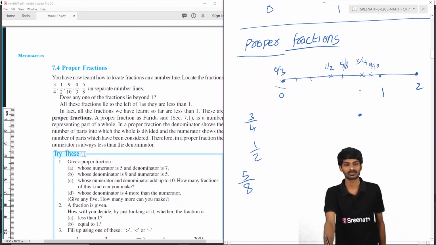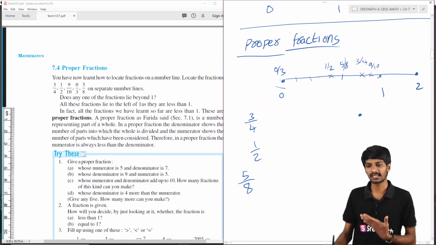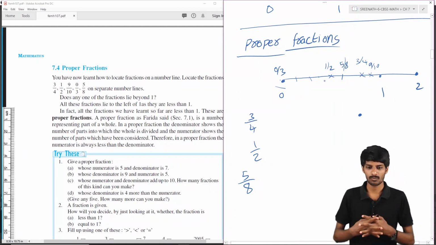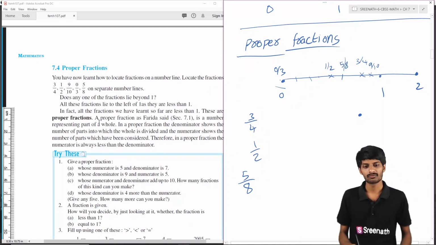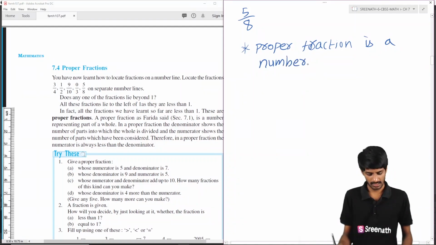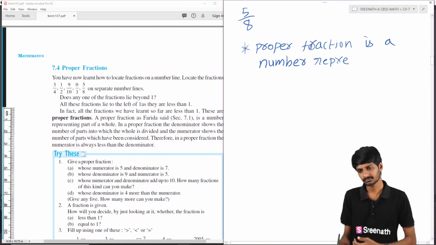No, not at all. So all the fractions which lie to the left of 1 are called proper fractions, students. Okay, we call those the proper fractions. A proper fraction is a number representing part of a whole, students. What do we have in a proper fraction? A proper fraction is a number representing part of a whole.